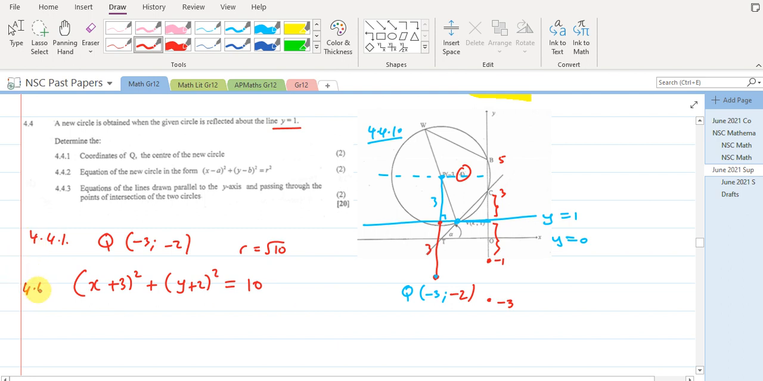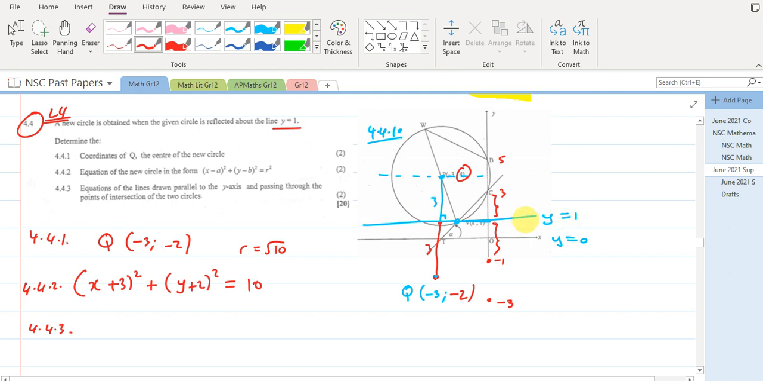Then 4.4.2 and 4.4.3. Yeah, these questions are level 4, guys, very difficult. Alright, let's see, question 4.4.3. Equation of the lines drawn parallel to the y-axis and passing through the points of intersection of the two circles. So where are the two circles intersecting? Points of intersection of the two circles.